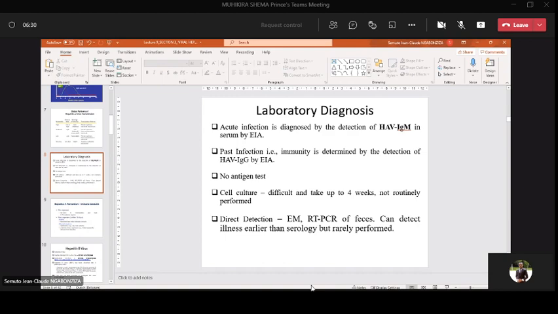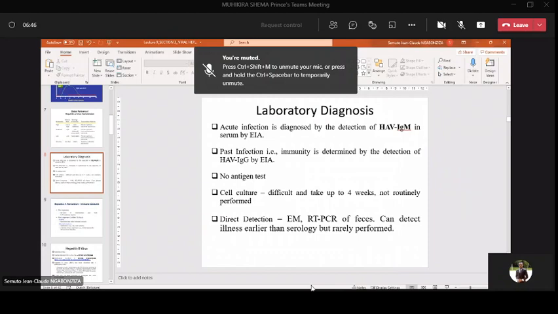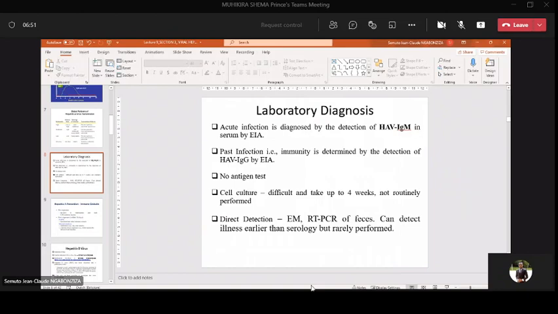IgM is a class of antibody. We have IgE. IgM antibodies are produced in the early phase of infection. You will learn that in immunology. At the start of infection the class of antibodies is IgM, and in chronicity it is IgG. IgA is mostly a mucosal antibody that protects mucous membranes. IgG, always, they are specific to their antigen.